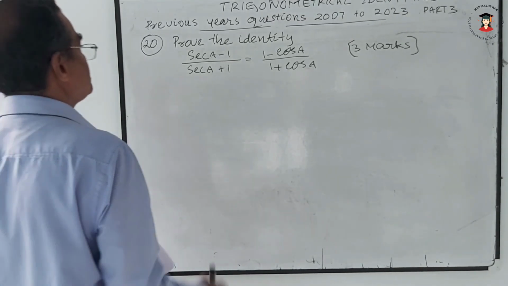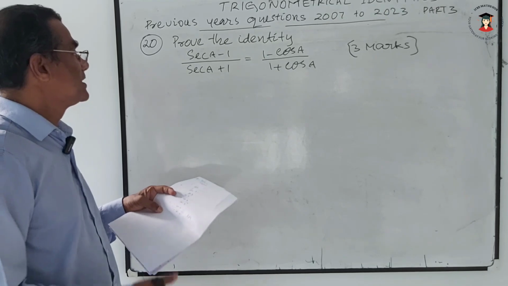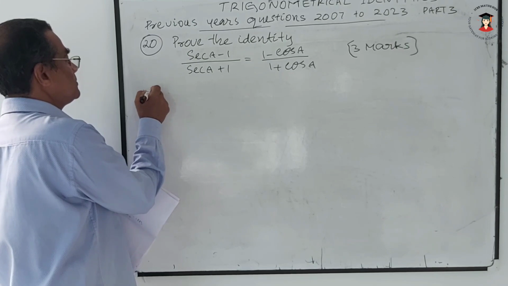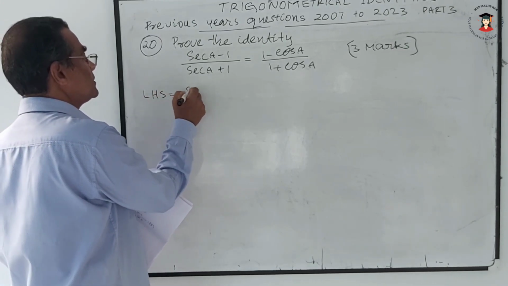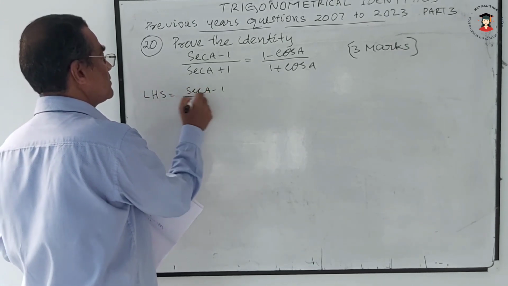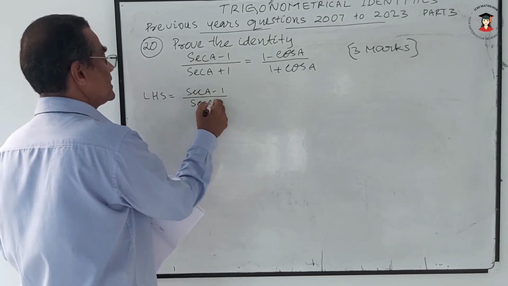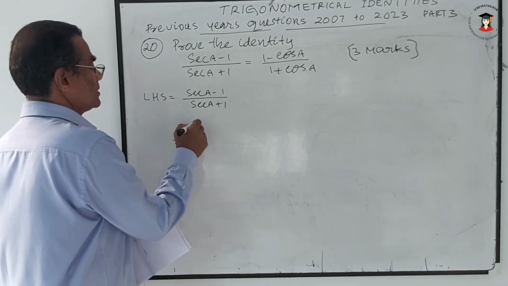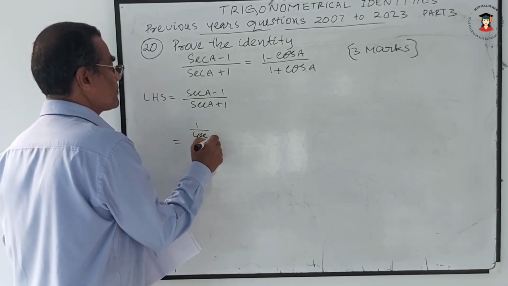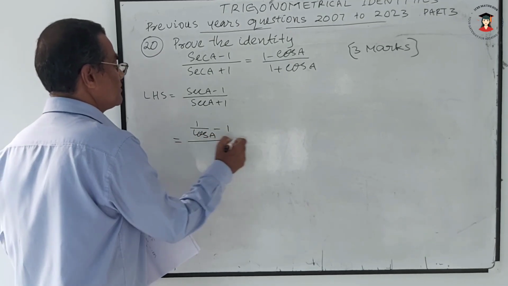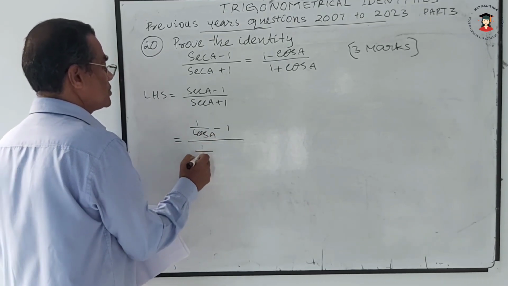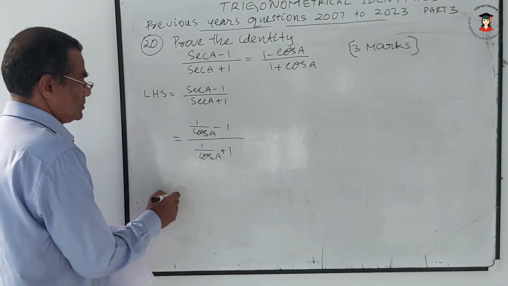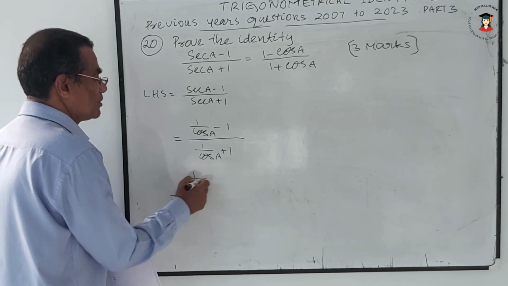Question number 20. Cosec A minus 1 by cosec A plus 1 equals 1 minus cos A by 1 plus cos A. Left hand side equals cosec A minus 1 by cosec A plus 1. Cosec is the reciprocal of sin, so this equals 1 by sin A minus 1 divided by 1 by sin A plus 1.